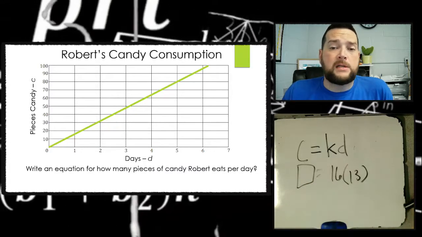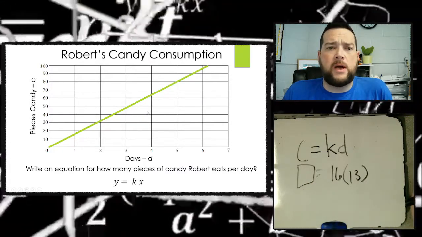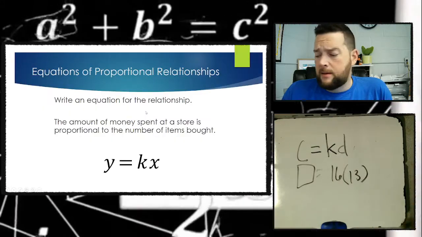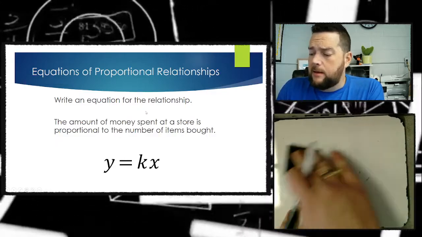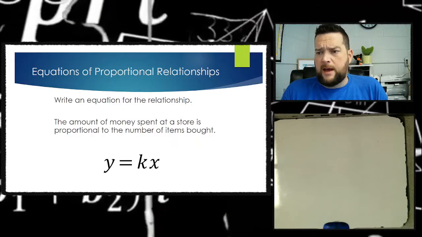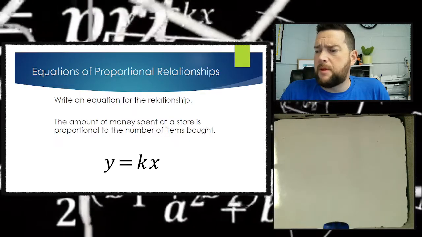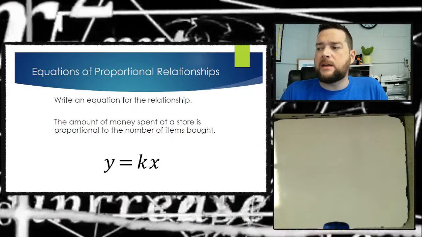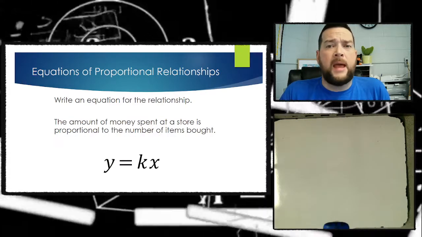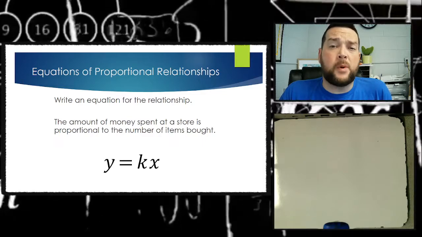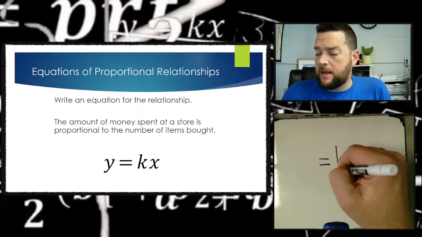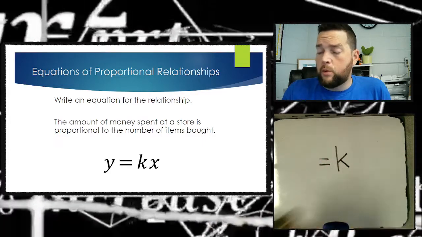All right. So let's go on and try to write some of these equations given a scenario, a situation. All right, so we've got, write an equation for this relationship. The amount of money spent at a store is proportional to the number of items bought. And I see my key words right there, "is proportional to." And I know the words "is proportional to" can be represented by an equals K, all right?